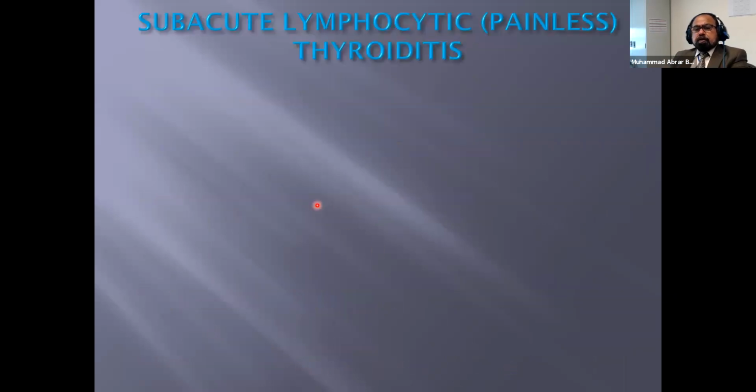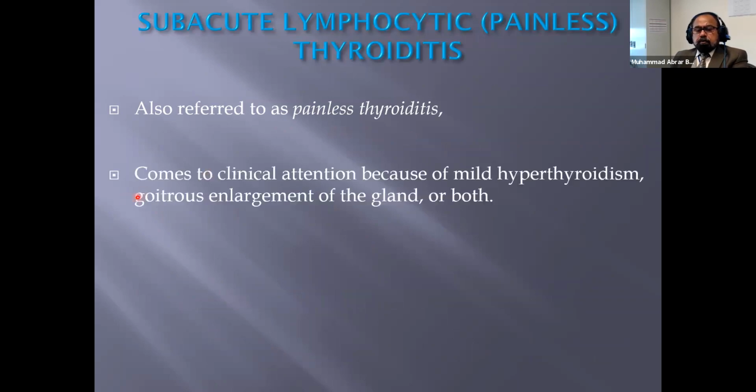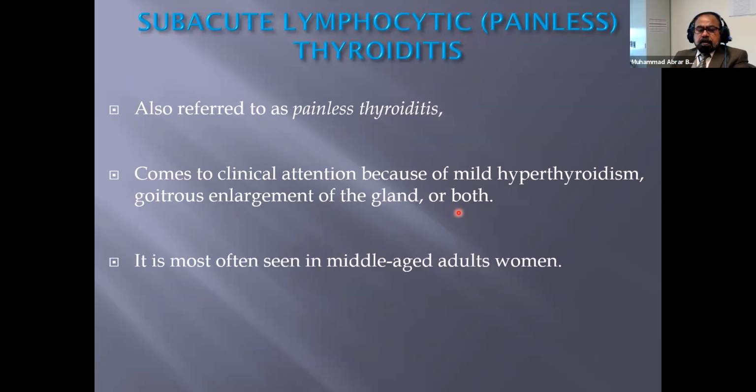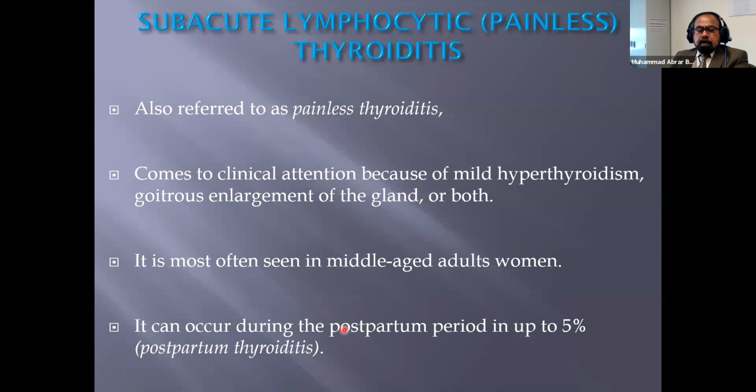Now, the other one is subacute or painless thyroiditis. In this condition, the thyroiditis is painless. You don't have any pain. They come to clinical attention by mild hyperthyroidism and goitrous enlargement of the thyroid. The female comes to you saying she now feels the thyroid there, but it is painless. It is often seen in middle-aged women and occurs during the postpartum period, meaning after the delivery, these females usually develop goitrous enlargement. So it is also called postpartum thyroiditis.